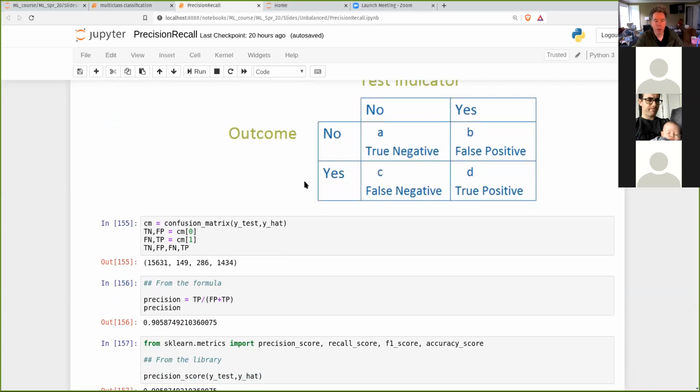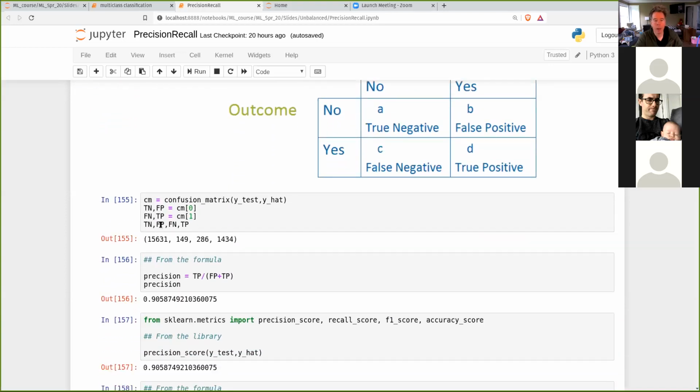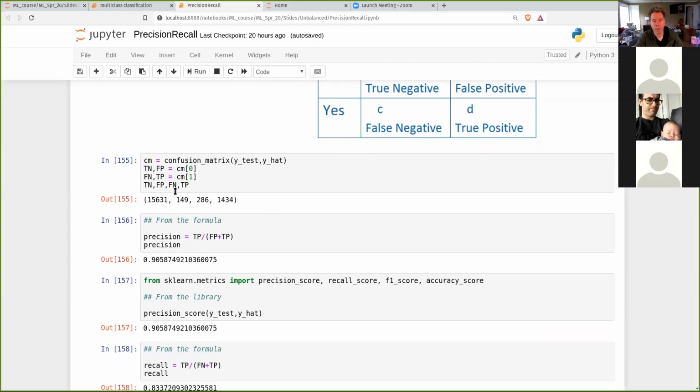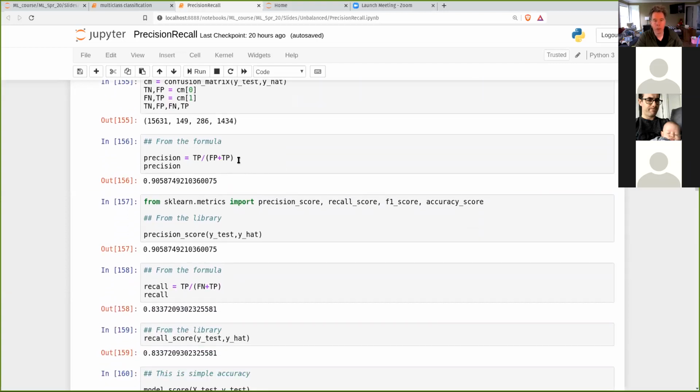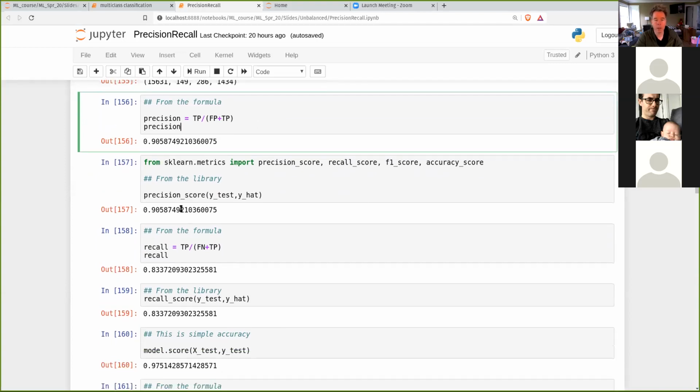Okay, so you can actually get true negatives, false positives, false negatives, and true positives right out of the confusion matrix, and here they are. So you can just use the formula that we gave to see what the precision is. It turns out to be 90%. That means when we say something is a 3, we're right 90% of the time, which is pretty good, I guess. You can also just import precision score from the sklearn library, and it gives exactly the same value.